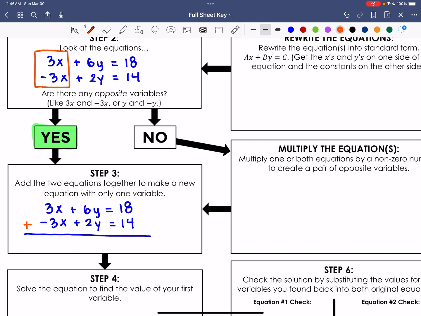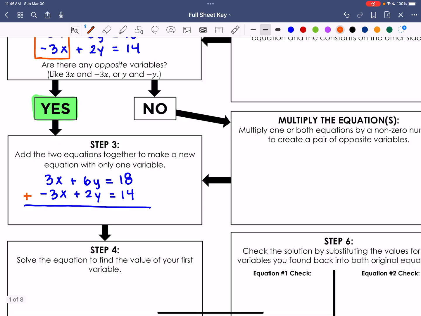When we do this, 3x plus negative 3x, that's a 0 pair. We could write 0x, but we don't need to. Then we have 6y plus 2y, which gives us 8y, and 18 plus 14 gives us equals 32. So we started with 2 equations, which had an x and a y, so 2 variables. After adding together our equations, now we just have this one single equation with only one variable, and we should be able to solve this in one step.